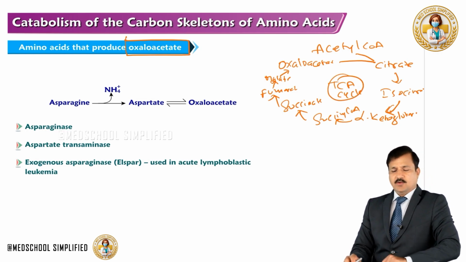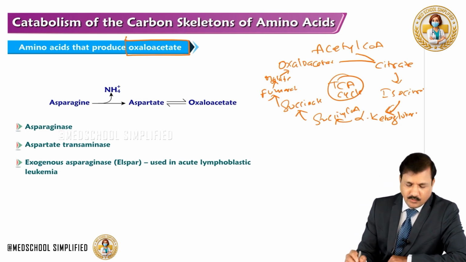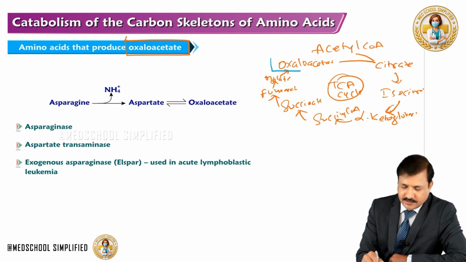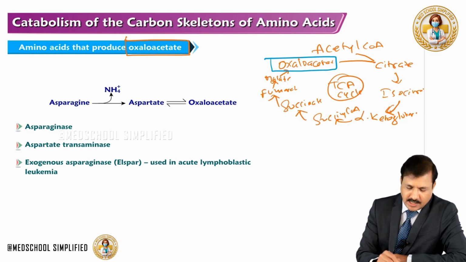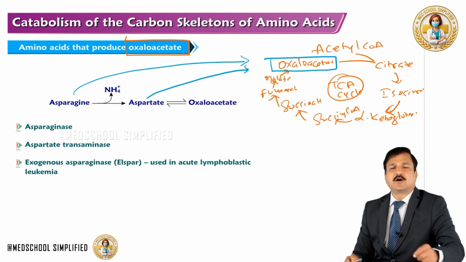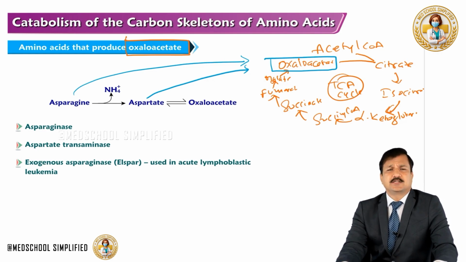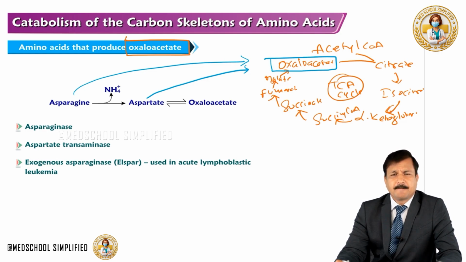Alright. So what we are seeing here is which amino acids, upon catabolism, have carbon skeletons that make oxaloacetate. Asparagine and aspartate, upon catabolism of their carbon skeleton, will make oxaloacetate, which is a TCA cycle intermediate. Asparagine is a non-essential amino acid, and aspartate is again a non-essential amino acid. When they undergo catabolism, they will give oxaloacetate.